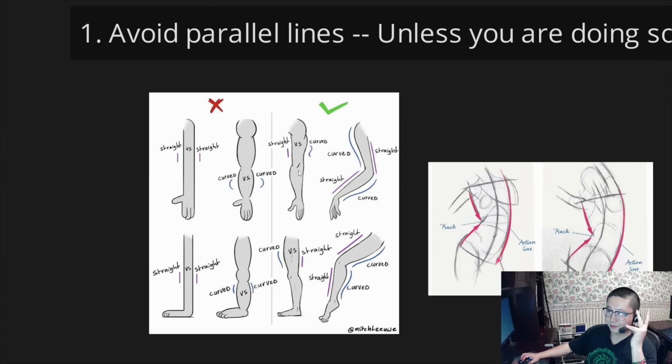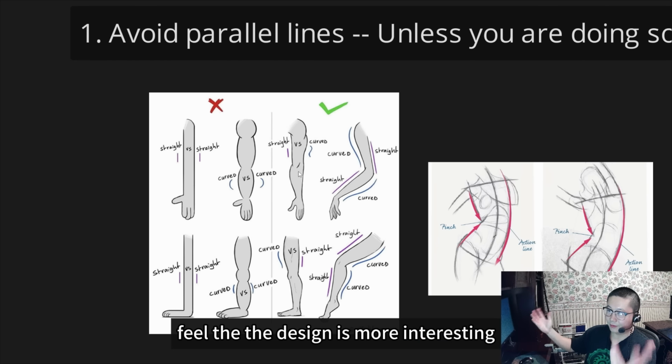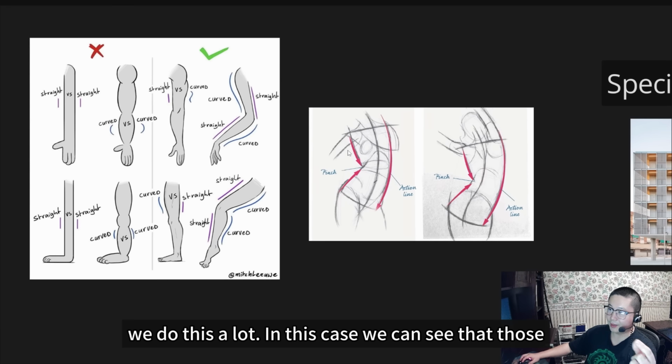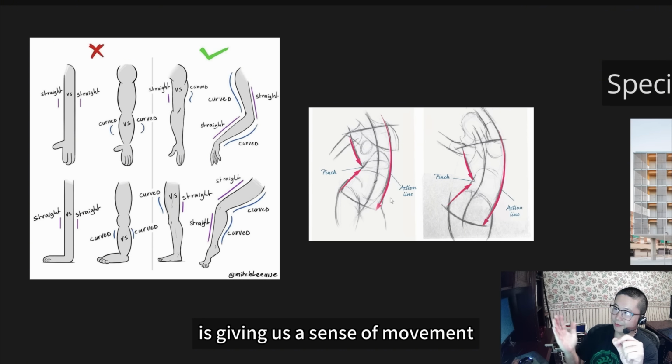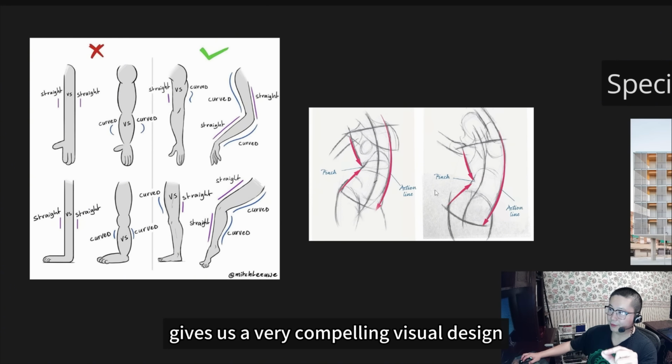And that kind of curve versus straight gives us a rhythm, makes us feel the design is more interesting. And in figure design, of course, we do this a lot. In this case, we can see that those straight lines are indicating hard structures. We have the rib cage versus the pelvis, right? And the curve shape is kind of giving us a sense of movement, a sense of force. And that kind of balance gives us a very compelling visual design.